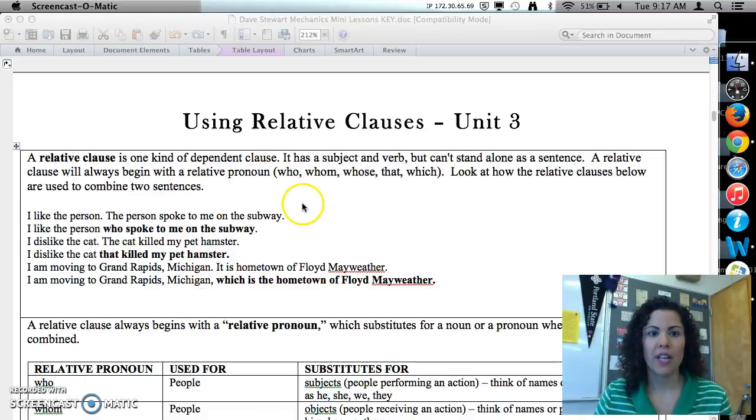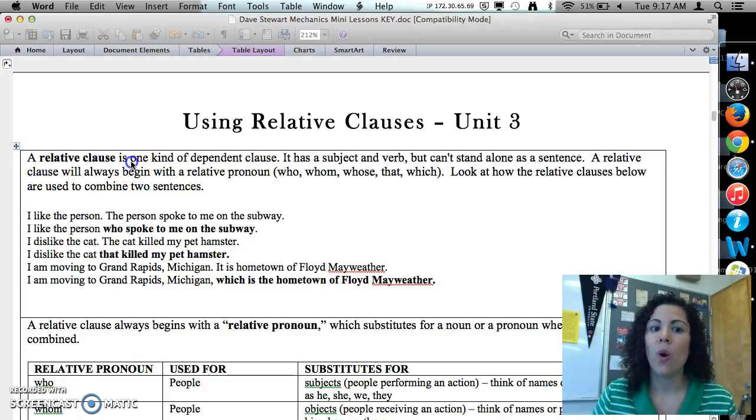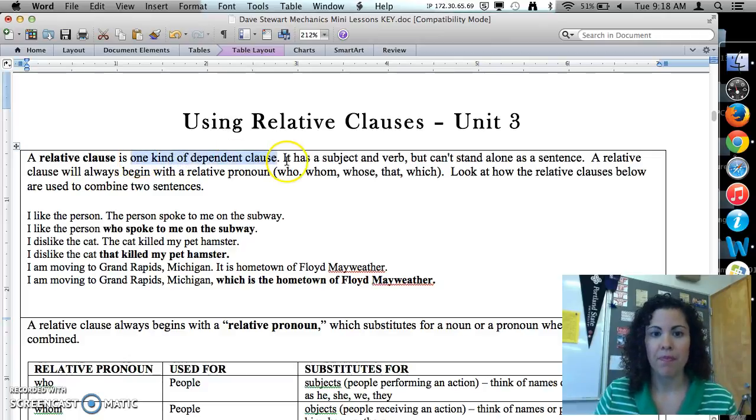All right, we're on Unit 3 now, using relative clauses. So we already talked about independent clauses, dependent clauses, phrases, sentence fragments. Now we're going to talk about relative clauses. So we're adding on. A relative clause is one kind of dependent clause. So we've talked about that before. It has a subject and a verb, but it can't stand alone as a sentence.